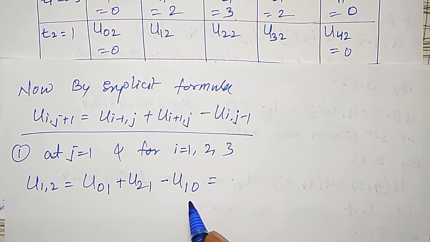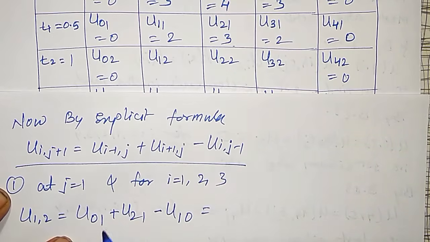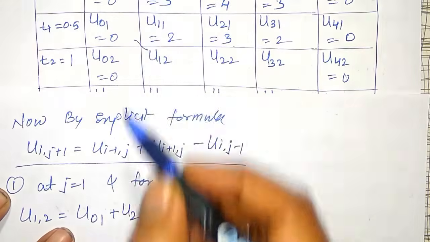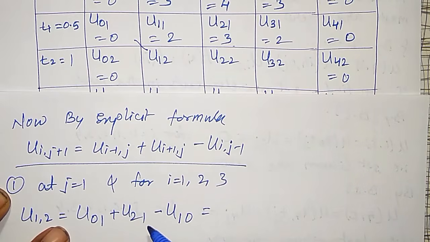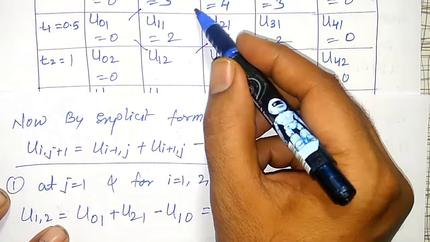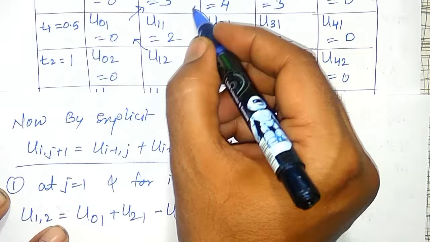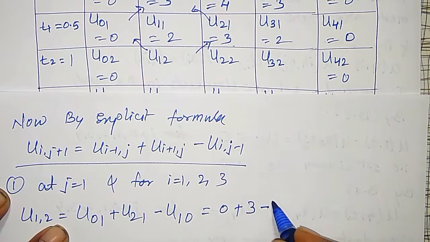Already these values have been calculated here. To find out u12, u01, this value, and u21, this value, the diagonal value, I will use here 0 plus this value is 3 minus u10, the diagonal of this. This diagonal first and then the diagonal of these two will come 3. That is 3. I am going to get it as equal to 0. Therefore u12 is equal to 0.